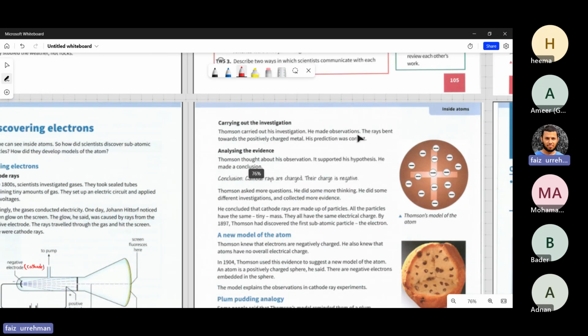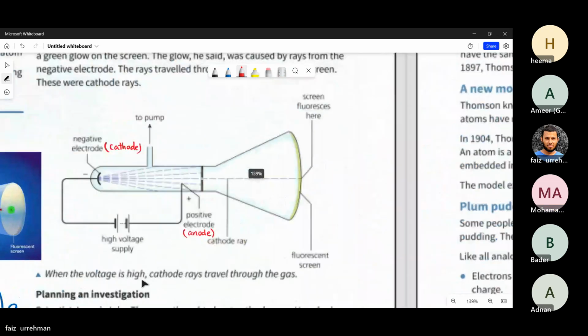For example, in this experiment, are we finding out what is an electron, what is a proton, what is a neutron? No. This is like a beginning stage of the experiment. What did we find? We find that some rays are hitting the screen and the screen is glowing green. And what is our final conclusion? The conclusion is that the thing that is coming out contains negative charge and is being attracted towards the positive anode. This is the only conclusion.